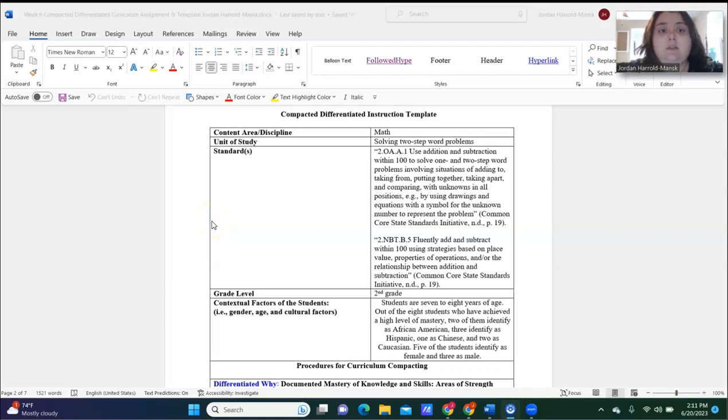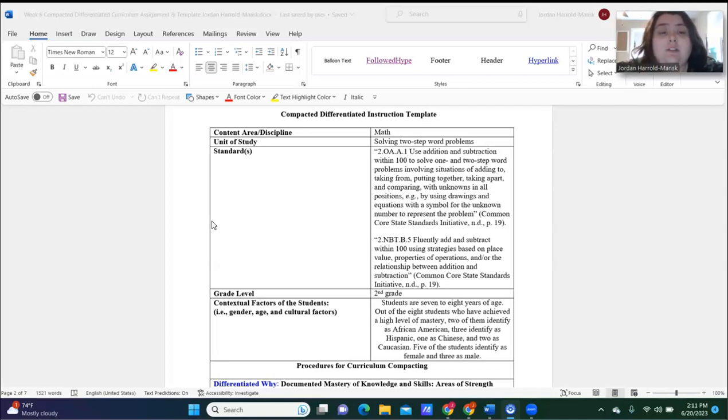My compacted curriculum is for a math lesson in second grade on the concept of two-step word problems. There are two main standards for this lesson, an OA standard on one and two-step word problems and an MBT standard on fluently adding and subtracting within 100.